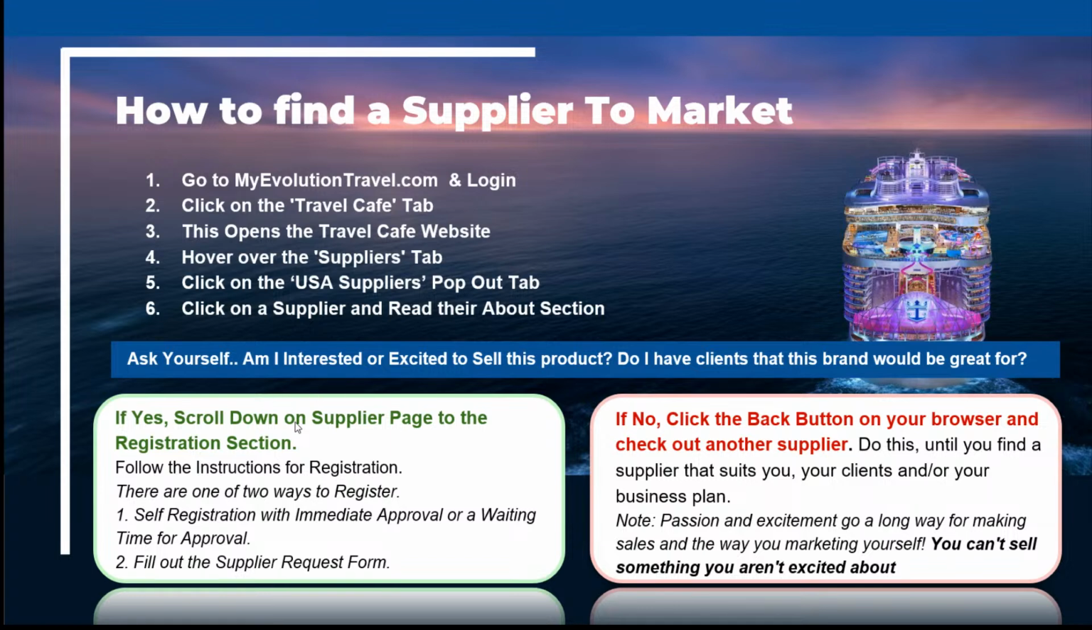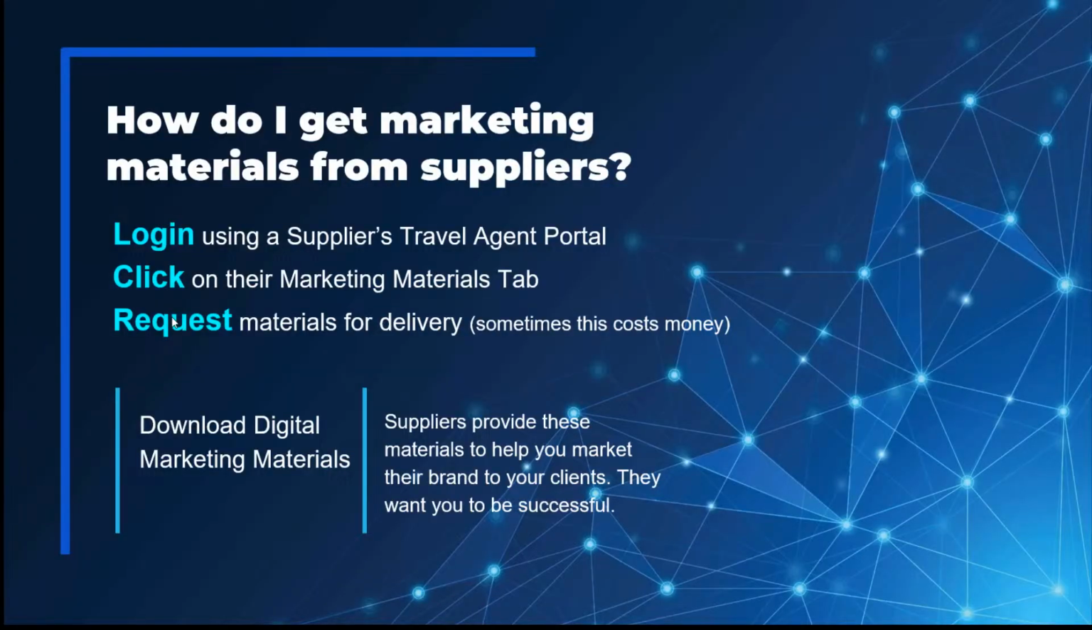So that's just how you find the supplier, register for their page. That's going to get us to how you can get their free tools. So next, how do I get the marketing materials from the supplier? Once you're registered, you log into their supplier travel agent portal. You can click on their marketing materials tab, which all of them have pretty much.